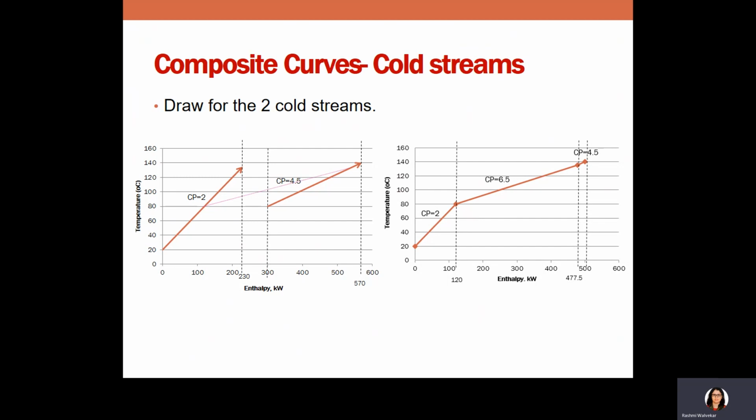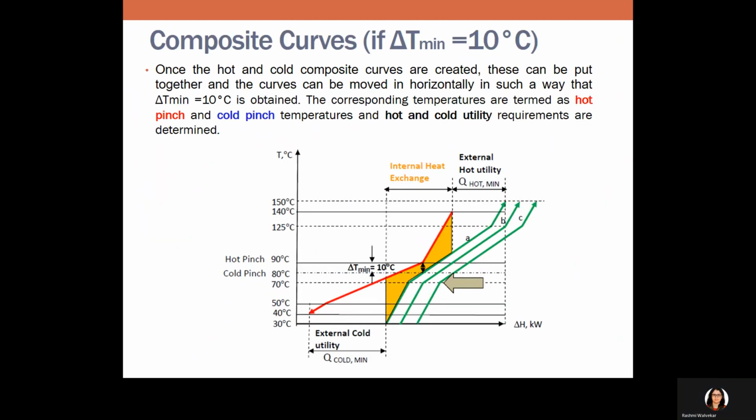Now bring both of these together into one graph. So the red line is your hot composite curve and the green line is your cold composite curve. Now when you design a heat exchanger network, we need to decide what should be the minimum delta T. So this is our assumption. For our process, the minimum delta T, I want 10 degrees Celsius.